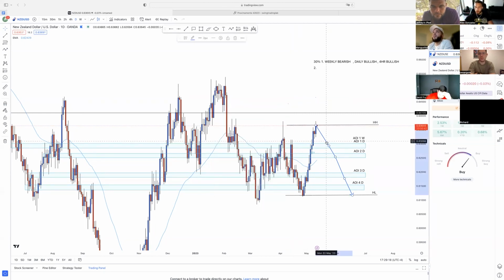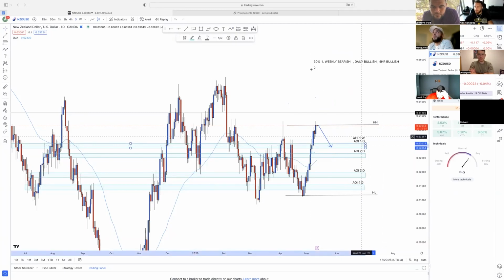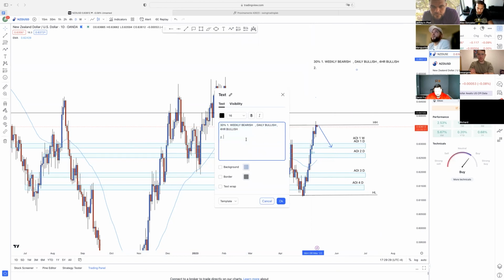So let's just say we are here, right? Let's say price is at this point right here. Where are we at? We are at a weekly area of interest and a daily area of interest. Well, we got to write that down. At weekly area of interest, 1, 3. At daily area of interest, 1.